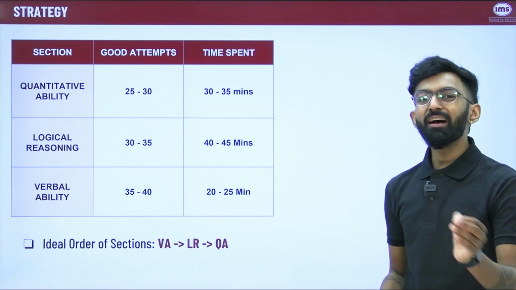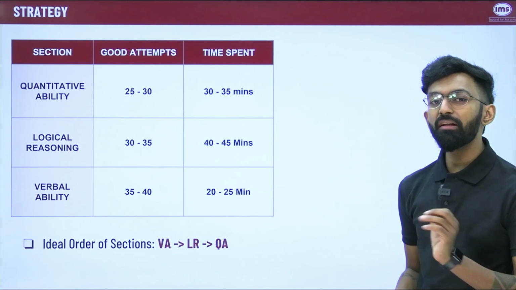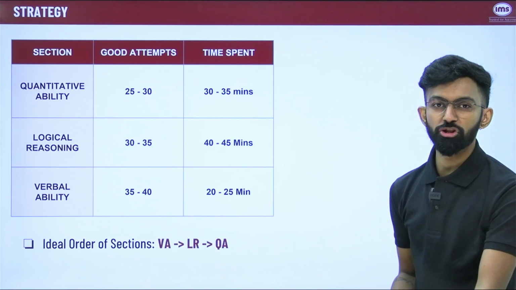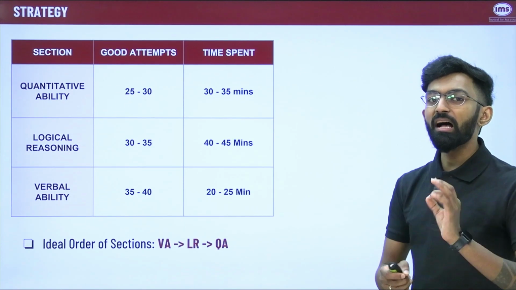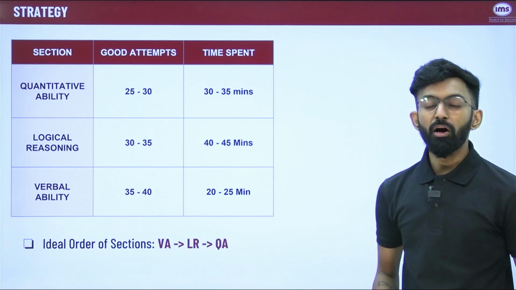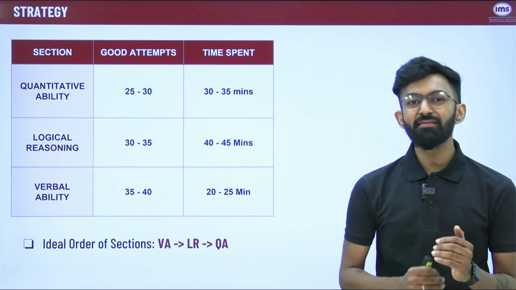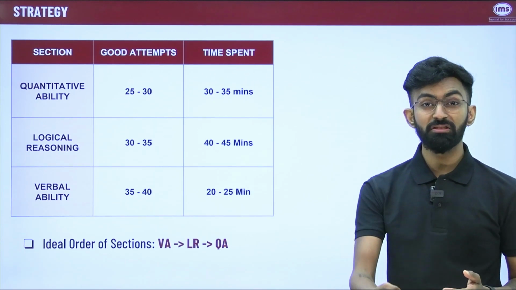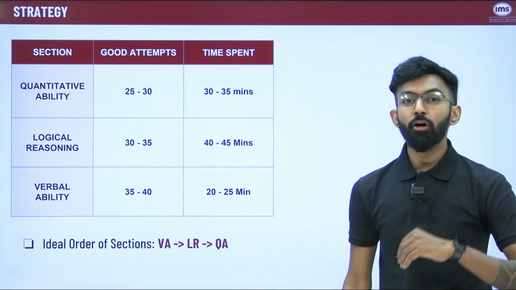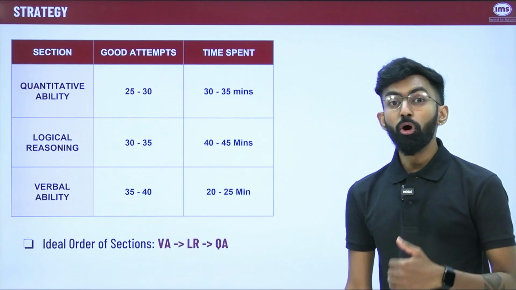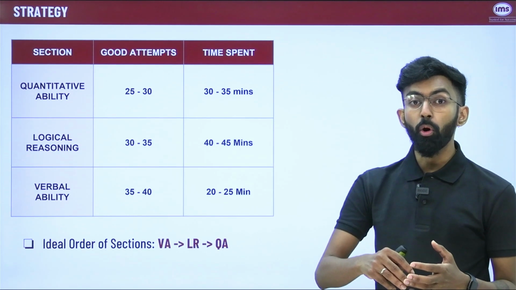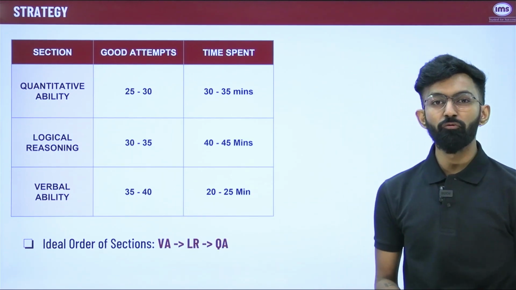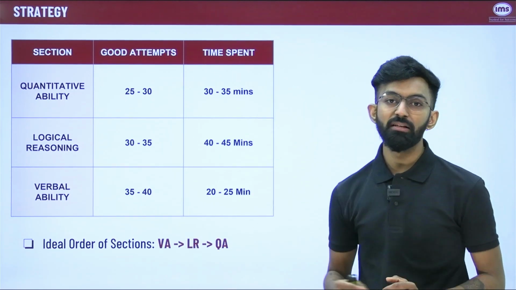Now, what should be the ideal order of attempting the sections? You should start with verbal, then move to logical reasoning, and finally the last section should be quants. This is the ideal order recommended by us, but again it can change based on your strengths and weaknesses. Let us say somebody feels that verbal is not their strength and quants is better for them, so they can spend only 15 minutes in verbal and then spend 40 minutes in quants.